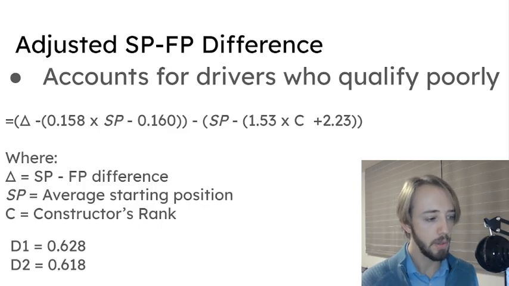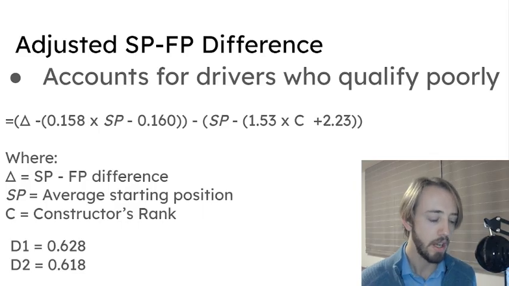So if you put the numbers for driver 1 and driver 2 into this equation, for driver 1, 0.628, and driver 2, 0.618.